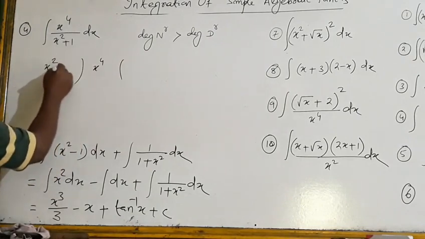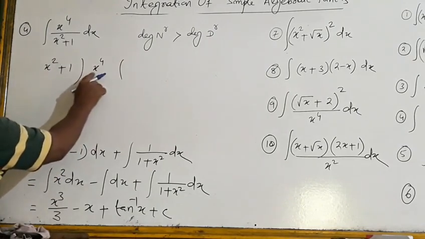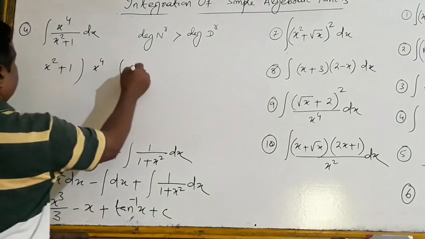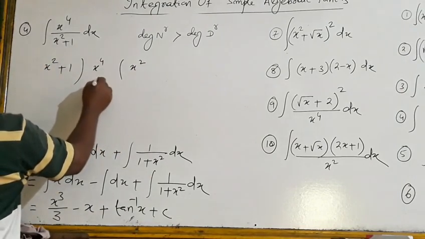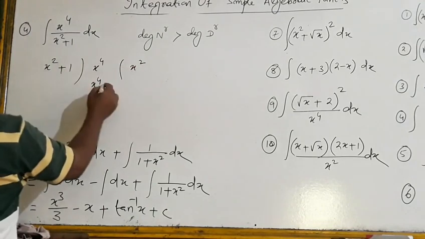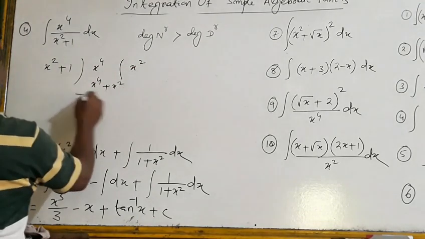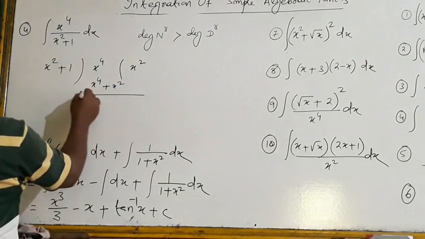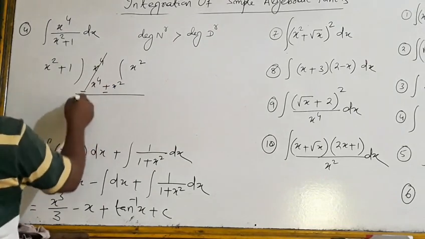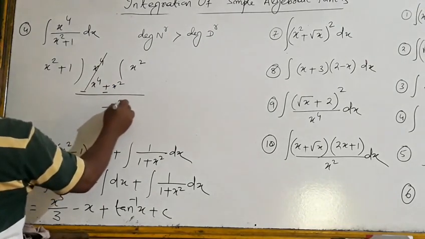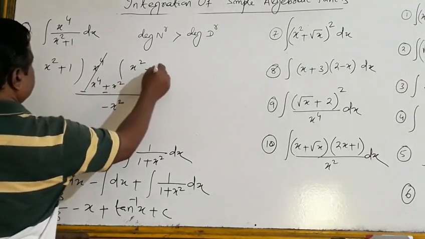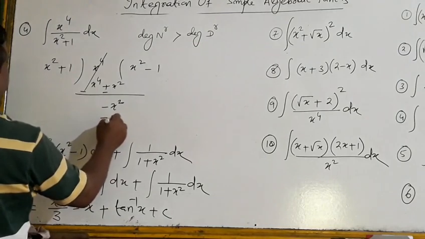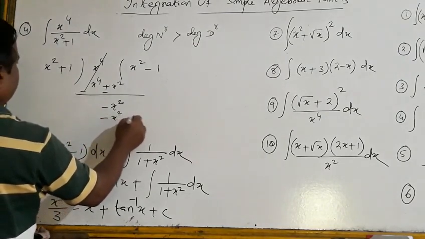First you have to divide x4th by x square. It becomes x square. x square into x square, it is x4th. x square into 1, it is x square. Then what you will do? You will take minus and minus, cancel this. It becomes minus x square. Then divide minus x square by x square. It becomes minus 1 and it becomes minus x square minus 1.